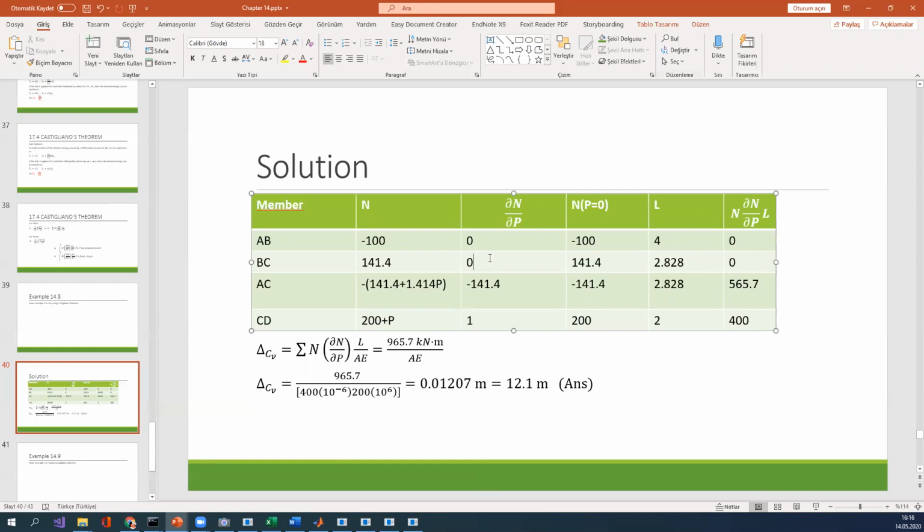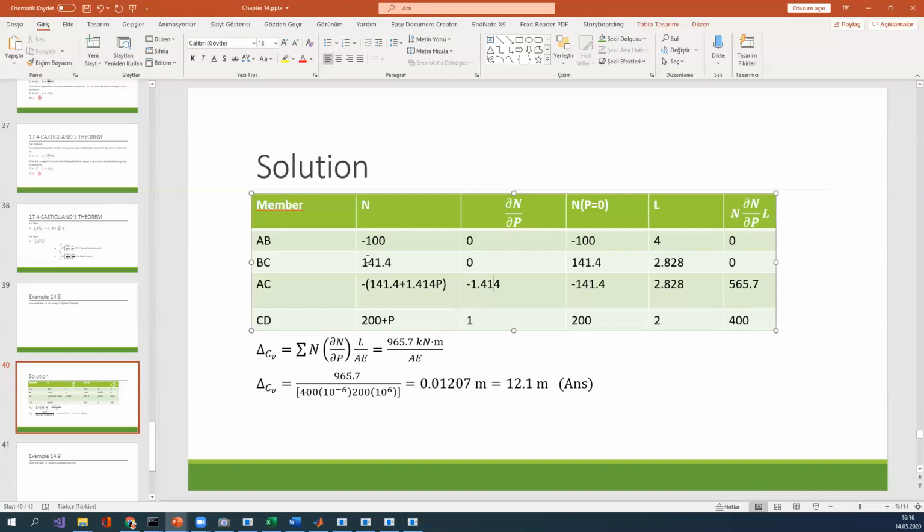Similarly, member BC is the same, but this term depends on the P. I think I need to change this, not like this. Also this is equal to 1. Then I put a normal force in here, N is equal to -4. By using this formulation, we can get the displacement. Okay, this is a solution.